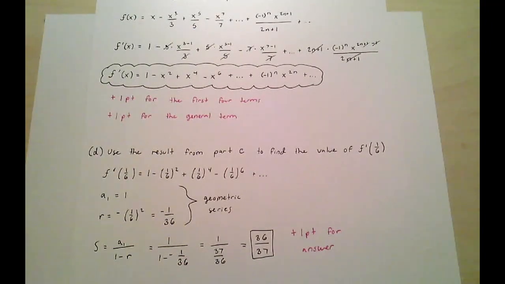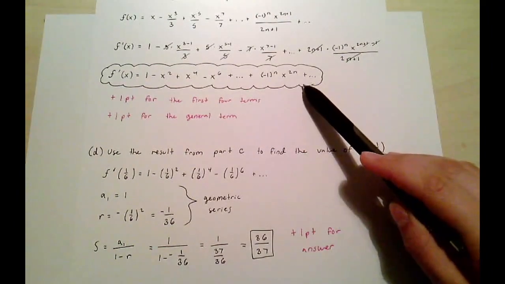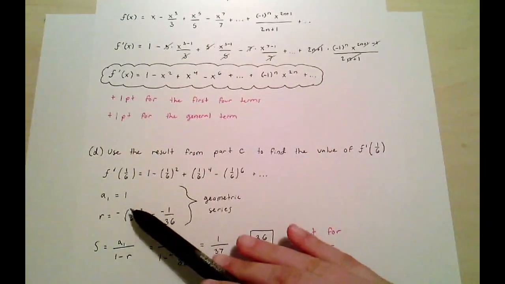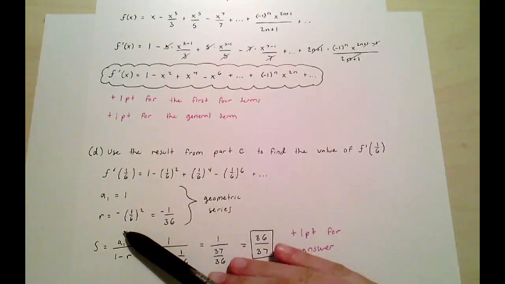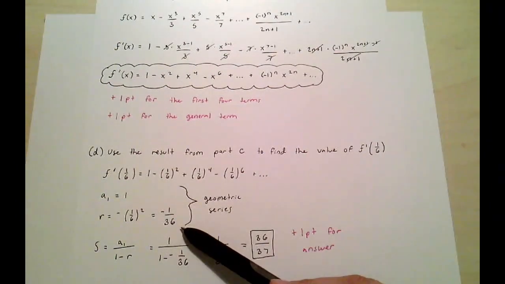Finally, for Part D, we are using the result from Part C to find the value of the derivative when you plug in 1/6. I plugged in 1/6 into this derivative up here, and I noticed that a sub 1 is equal to 1, and r is equal to negative 1/6 squared, which is equal to negative 1/36.